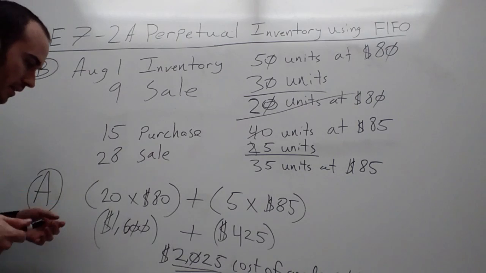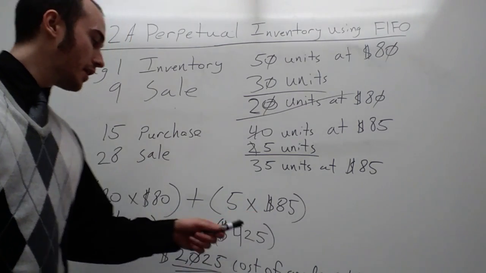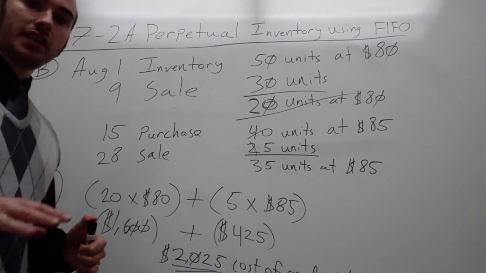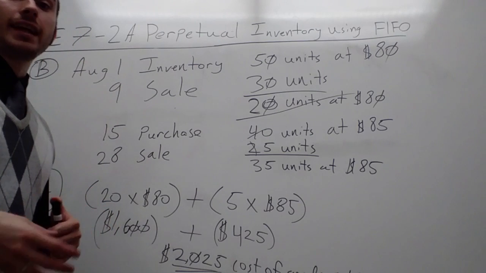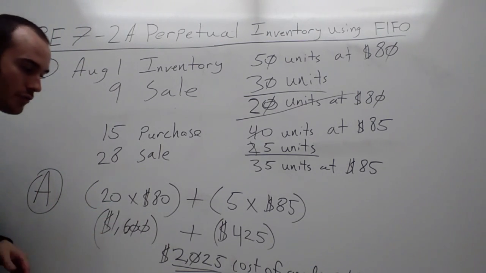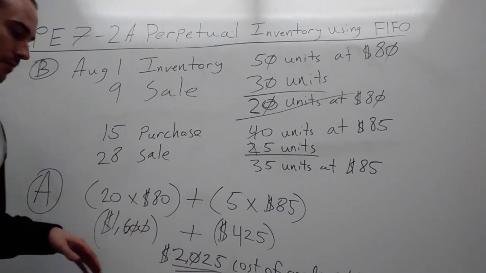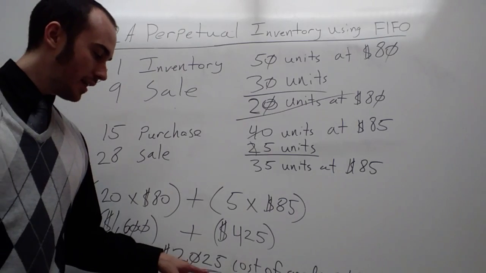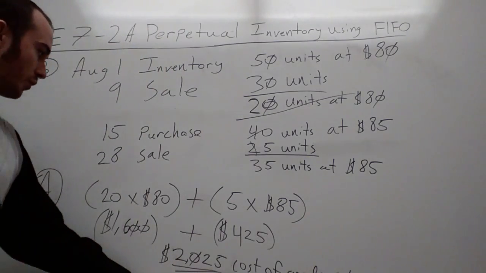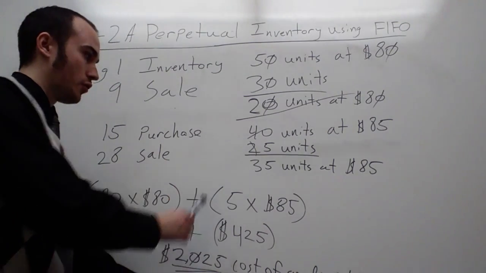And so what that means is we took 20 times 80 plus 5 times 85, some algebra. That's the good part of accounting: if you took algebra, you're going to be using it in accounting. It's a great way to get practice. So we multiply 20 by 80, which gives 1,600, plus 5 times 85, which gives you $425. And together you get $2,025 worth of cost of goods sold. So that's how much inventory we sold at cost on the 28th.